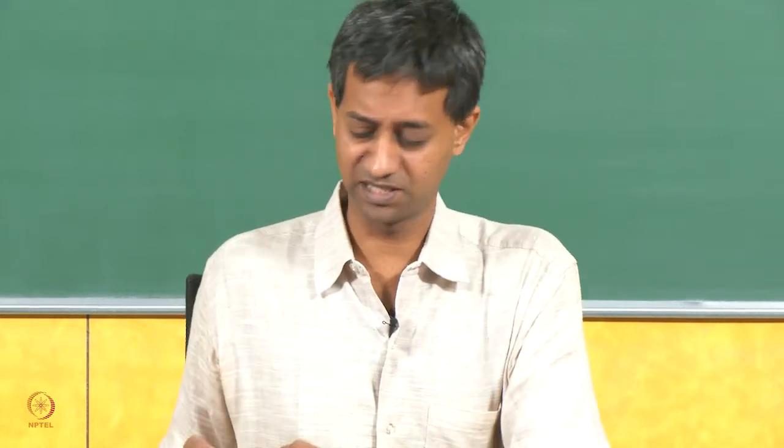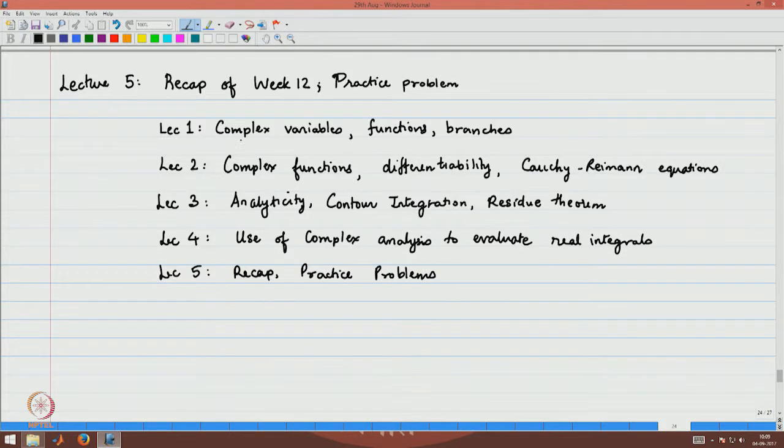So, what all did we learn in this week? In the first lecture we learnt about complex variables and functions of complex variables, and we immediately saw how the idea of branches comes in. Then we looked at differentiability, and we saw that the criteria for differentiability yields a very strong condition called the Cauchy-Riemann equations. Then we learnt about analyticity, the idea of what it means for a function to be analytic.